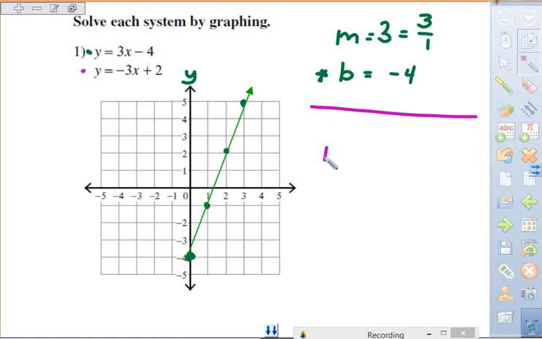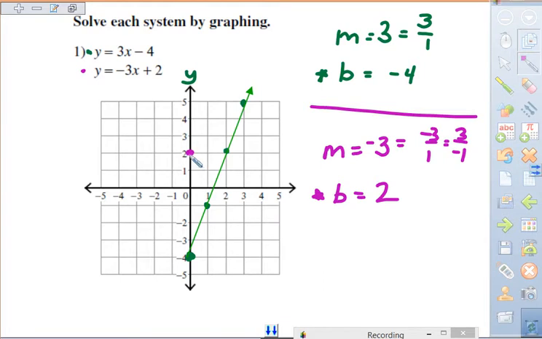Our second equation has an m of negative 3. So that's negative 3 over 1 or 3 over negative 1. We could use both of those slopes. My b value is positive 2, and that's the one we want to use first. So that's why I drew the star. So I'm going to go up 2. That's my y-intercept where it crosses the y-axis.